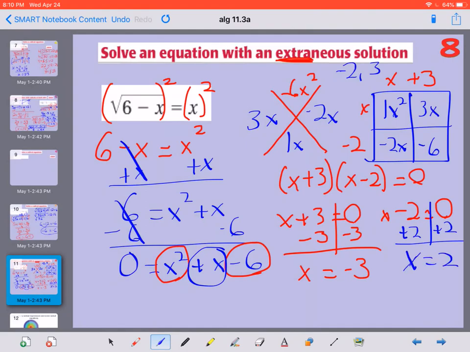Now if you remember back to the second slide, or one of the first slides, we said that we cannot have an answer if we have a radical of a negative number. So the negative 3 is our extra solution. Our actual solution is just x equals 2. This one we have an extra solution.